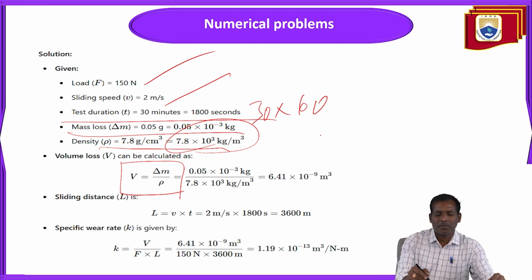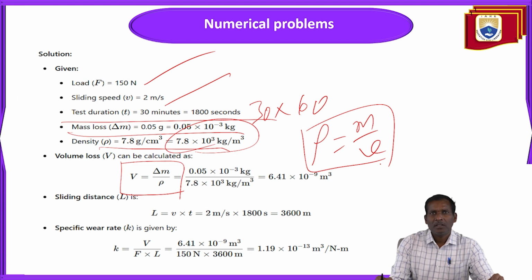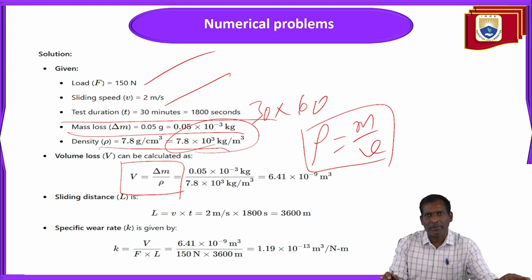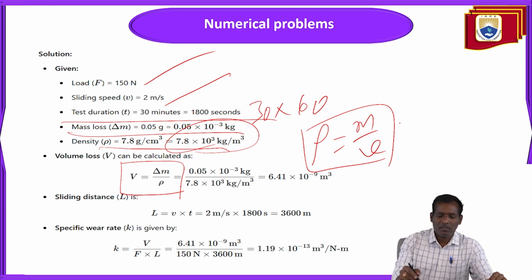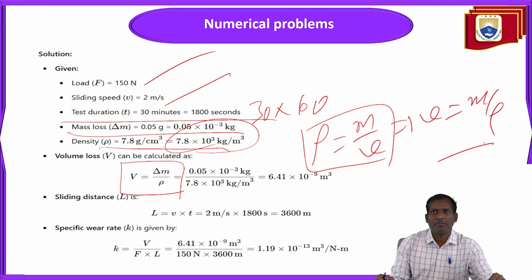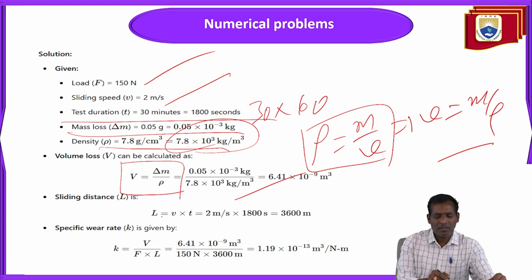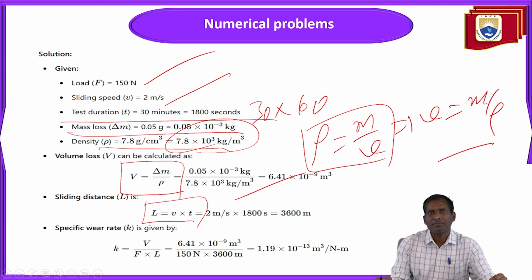So density is, as per definition, mass per volume. Here we are calculating the volume loss, and the mass loss is already given. So the volume is mass divided by density rho. Substitute those values and you will get the volume loss. Sliding distance L is equal to sliding speed multiplied with T.